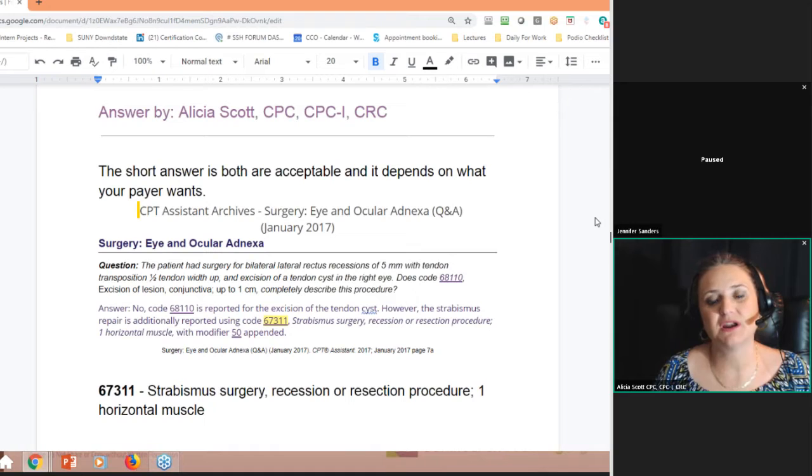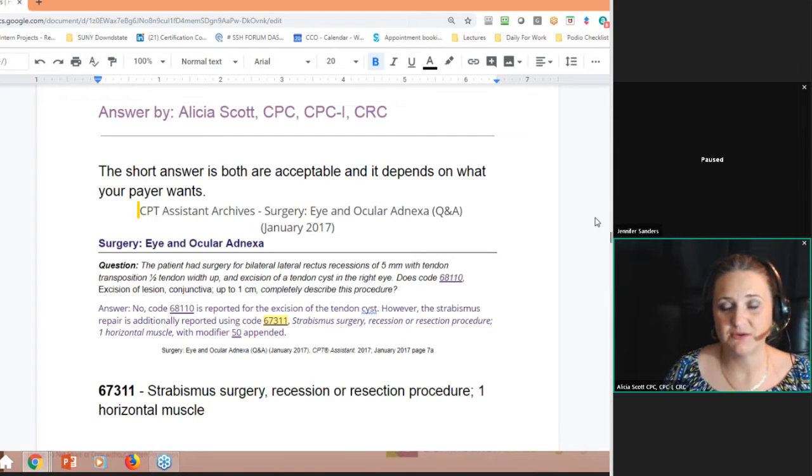Now, for the most part, I think you're not going to see the code written twice with the modifier right and left. You're going to see the modifier 50 put on there, but know that it really depends on what your payer wants. So it's kind of like the whole tomato. It just depends. But for the most part, it's probably going to be the modifier 50. It's easier to put one code on there with that modifier than to repeat the code.